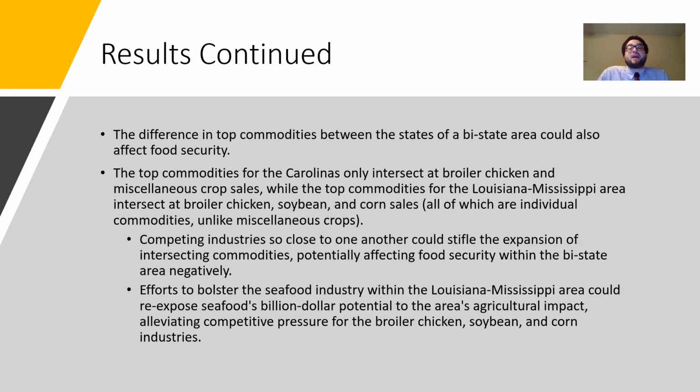The difference in top commodities between the bi-state areas could also affect food insecurity. The top commodities for the Carolinas only intersect at broiler chicken and miscellaneous crop sales, whereas the top commodities for the Louisiana-Mississippi area intersect at broiler chicken, soybean, and corn sales, which are all individual commodities unlike miscellaneous crops. These competing industries being so close to one another could stifle the expansion of the commodities and potentially negatively affect food security within that bi-state area.